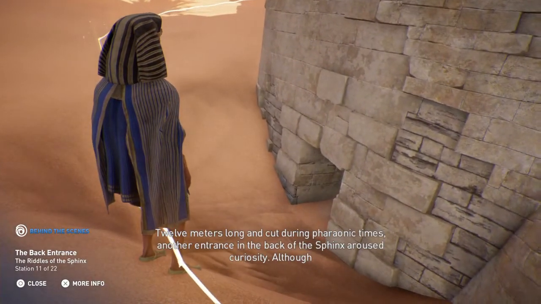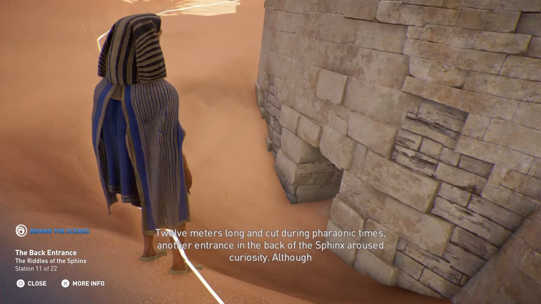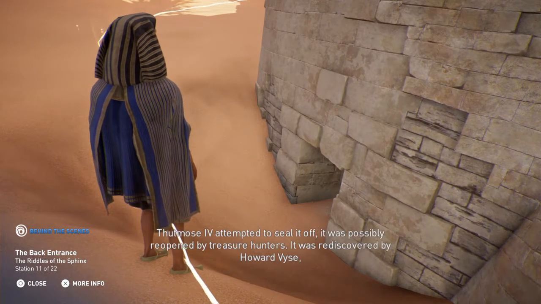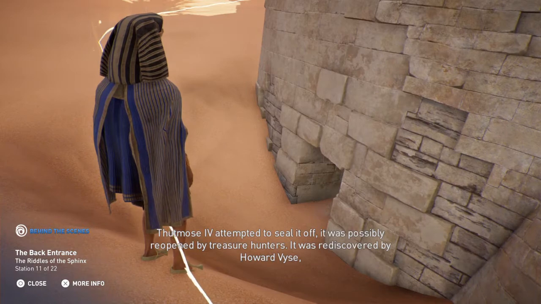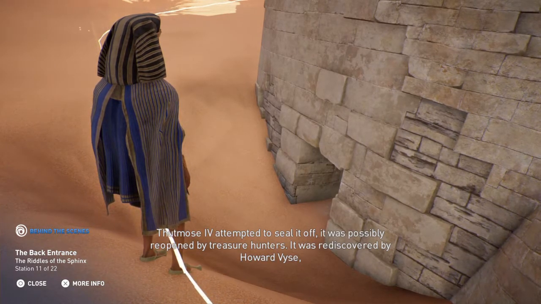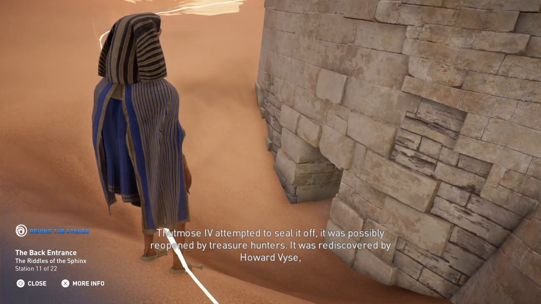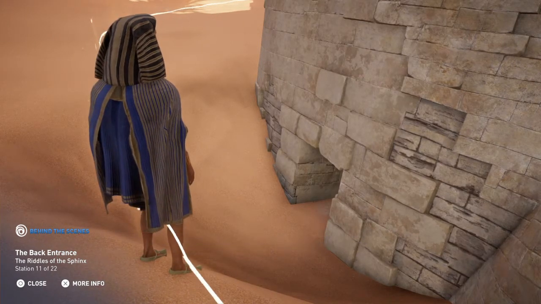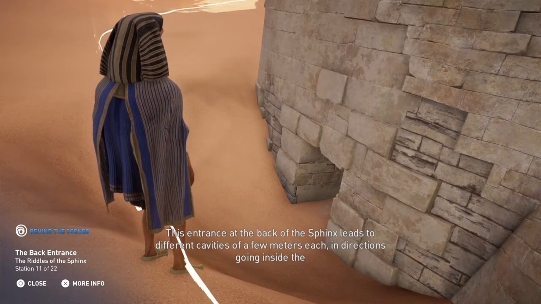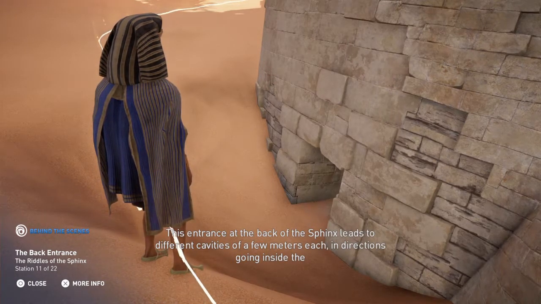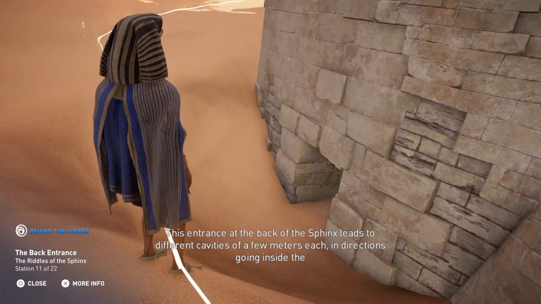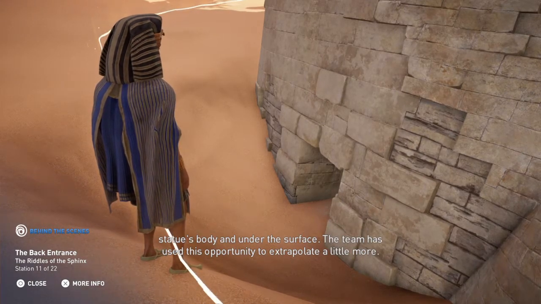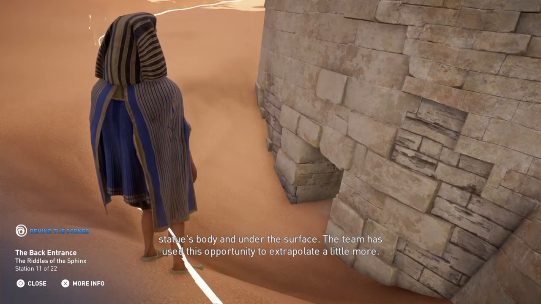Meters long and cut during pharaonic times, another entrance in the back of the Sphinx aroused curiosity. Although Thutmose IV attempted to seal it off, it was possibly reopened by treasure hunters. It was rediscovered by Howard Vyse and mapped more recently by Mark Lehner. This entrance at the back of the Sphinx leads to different cavities of a few meters each, in directions going inside the statue's body and under the surface. The team has used this opportunity to extrapolate a little more.